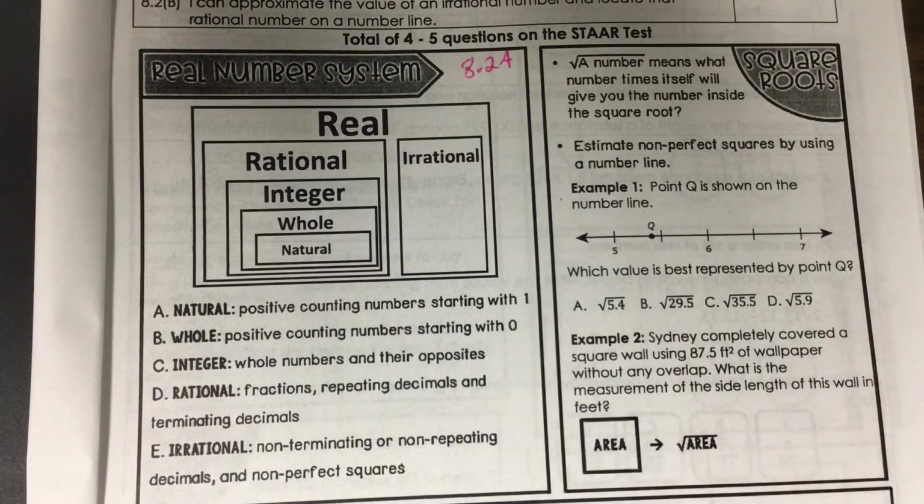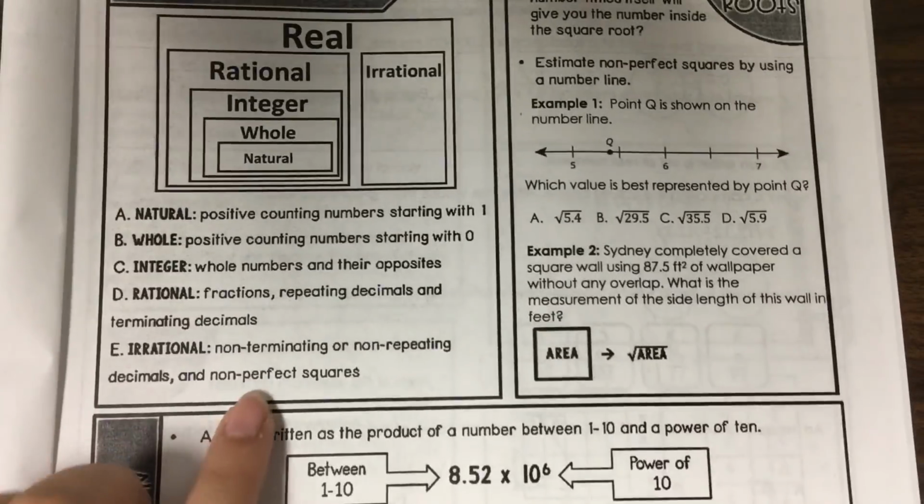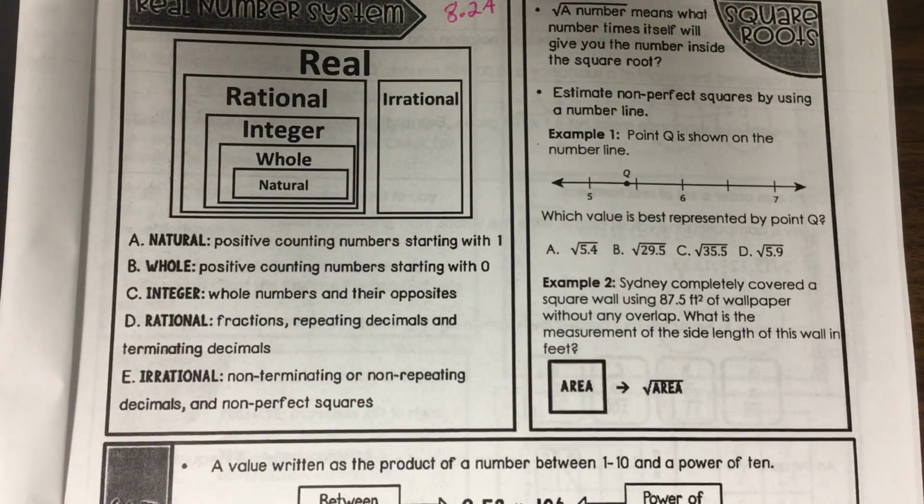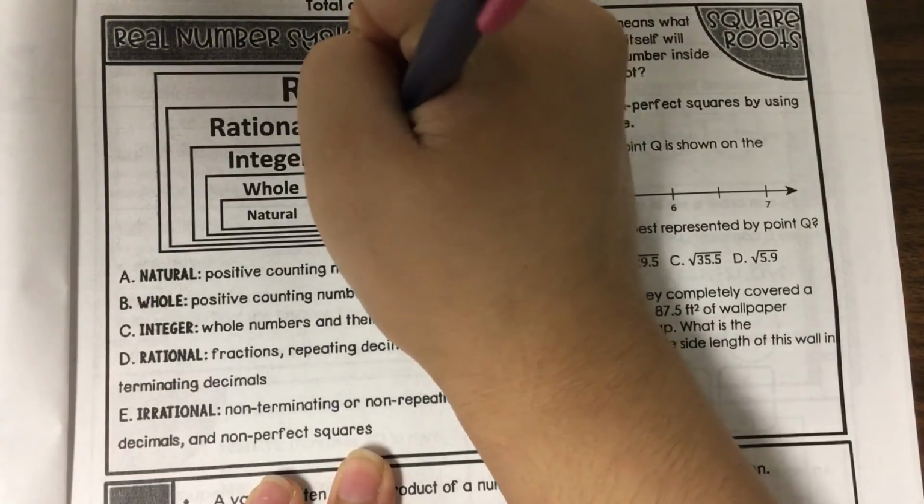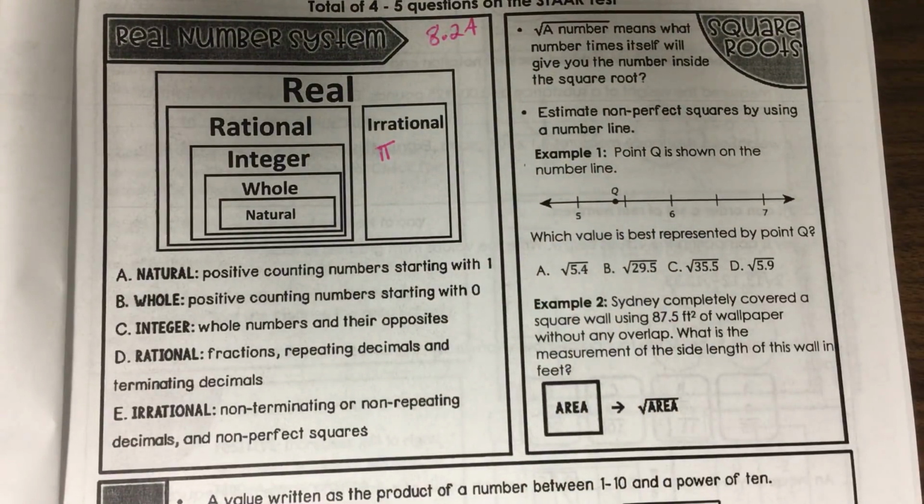So let's go ahead and do some examples of irrational. So irrational numbers are non-terminating, non-repeating decimals, or non-perfect squares. So these are going to be numbers like pi, because we know pi goes on forever and it has no specific pattern. That's non-terminating, and non-repeating, there's no specific pattern where we can predict what the next number is. We just have to remember it.